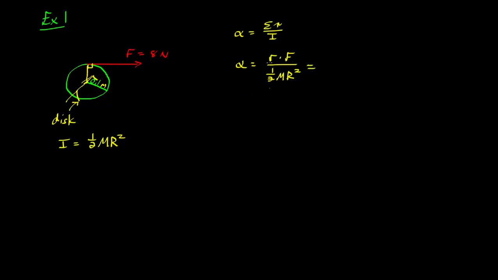I'm going to work sideways because I don't want to run out of room. These r's are the same. It's the radius, so that cancels one of those. And so then we can put the 2 up top. So we get 2 times the force divided by the mass times the radius. So we get an angular acceleration. It's going to be 2 times 8 divided by the mass. I didn't put a mass.